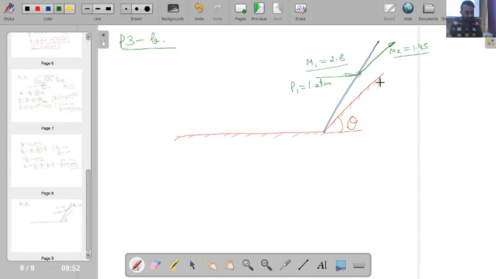Okay, and in this condition the Mach numbers are known. This is known. This angle theta is actually unknown. So now if you see, ultimately it is given in the question that we have to calculate P naught 3.